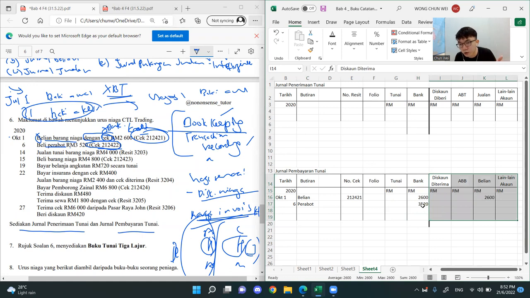So 3520 is for what? For perabot. So perabot memang bukan discount. Perabot memang bukan ABB. Perabot not belian, because this belian is only for what? Beli barang niaga sahaja. Perabot is not a barang niaga. Therefore, the perabot be under the lain-lain account. So here you put back the same figure, 3520. Faham tak? So you'll be using the same 3520, 3520.